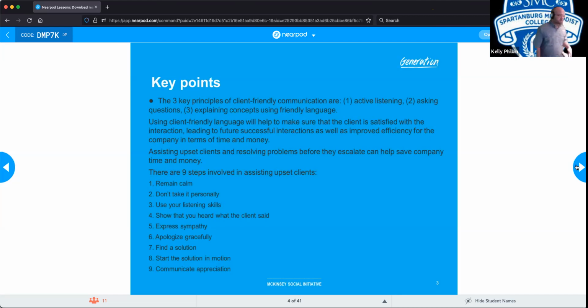Next, you start moving that solution in motion. Let the customer know where you're at, where we're going, how, potentially, when's the next time you'll follow up. Don't say, I will have this solved by X time, because things can come up between now and then. So you need to be very careful with your language about that.